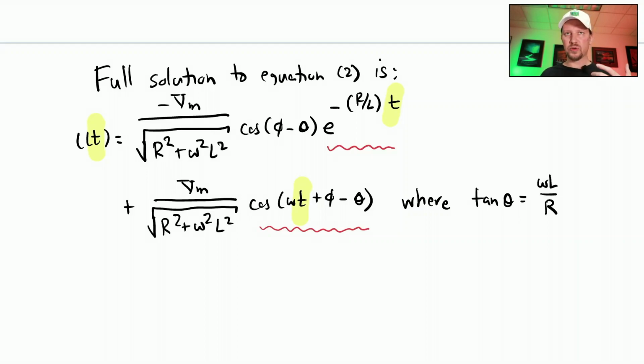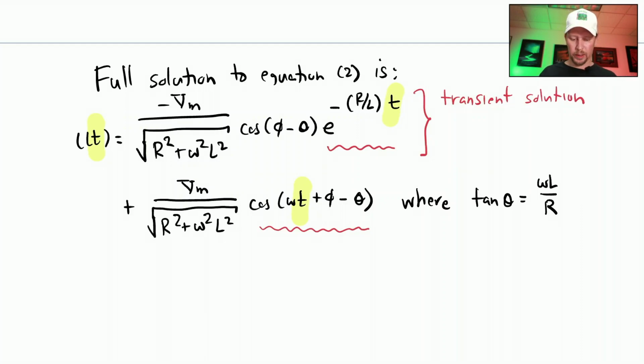Now, each one of these two parts to the solution has a particular name. This portion of the solution, because it is a decaying exponential, notice that it's embedded inside of e to the minus r divided by L times t. At time t equals 0, as soon as that switch is closed, it's going to start off at some maximum value, and it's actually going to start decreasing, decreasing, decreasing, and going towards 0 as time approaches infinity. This solution, which decays exponentially over time, is what is known as the transient solution.